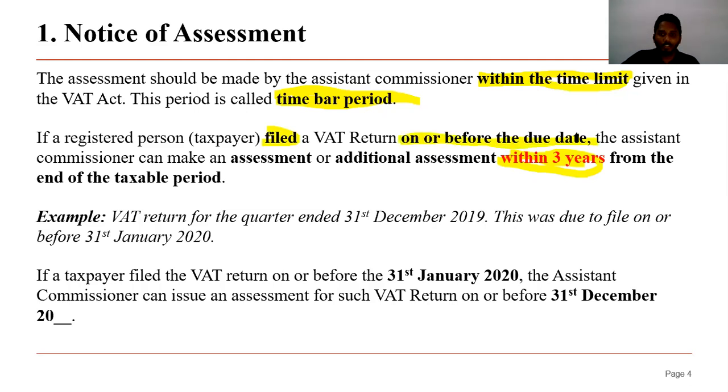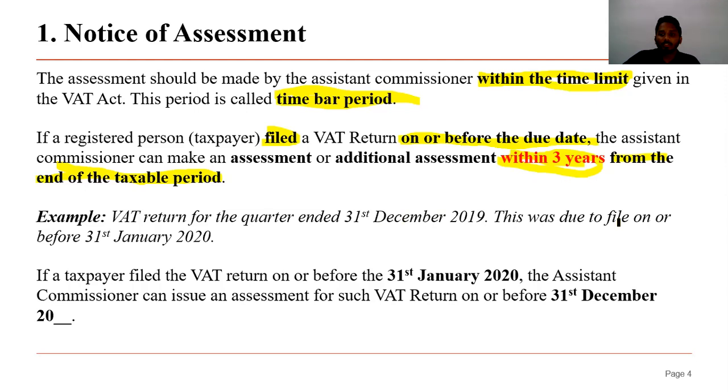Let's assume the taxpayer has filed a return on the due date, and the assistant commissioner makes an assessment or additional assessment from the end of the taxable period. From the end of the taxable period. I will share the whiteboard again. This is the example: the VAT return for the quarter ended 31st March 2019.